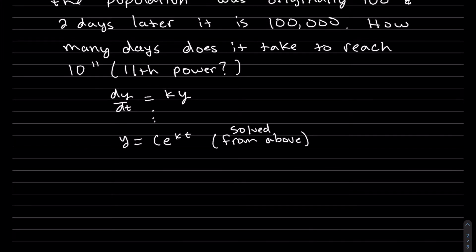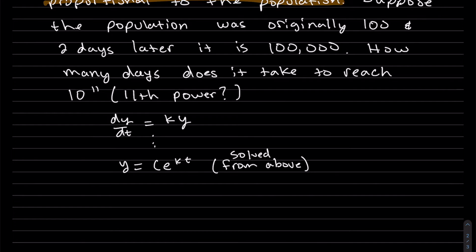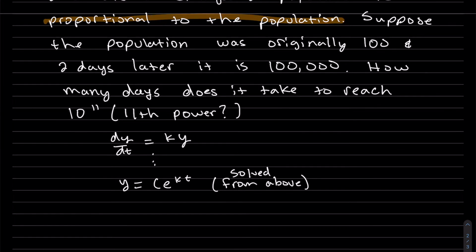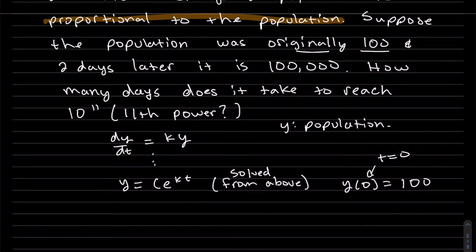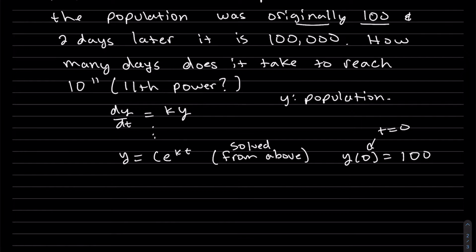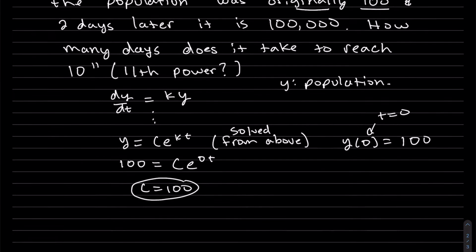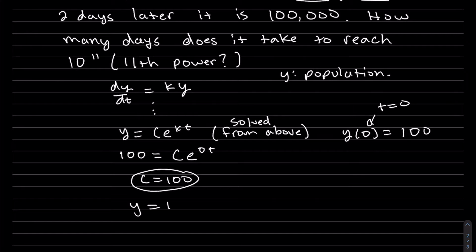So now we want to solve this, so we need an initial condition. Our initial condition, it's originally 100. Population is 100. So that's when t is equal to 0, we have y is equal to 100. Y is the population, right? So let's plug that in there to find c. And this is c equals 100. So y equals 100 e to the kt.